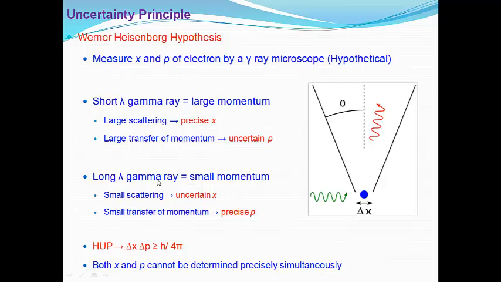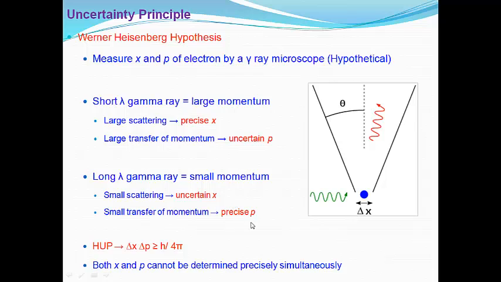And so, in the case of the gamma ray interacting with the electron with small momentum, there's going to be small scattering, and there's going to be an uncertainty in determining the position, because the image that we will see from the microscope is not going to be very sharp. It's not going to be very bright because the scattering is small. Alright, but there's going to be a small transfer of momentum.